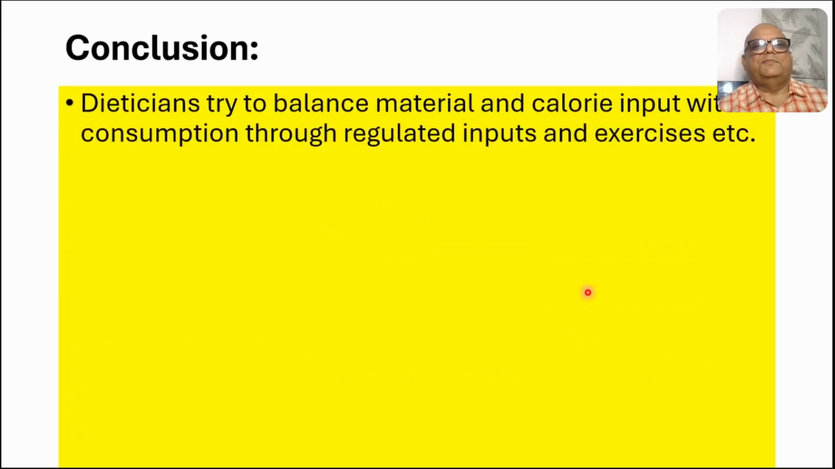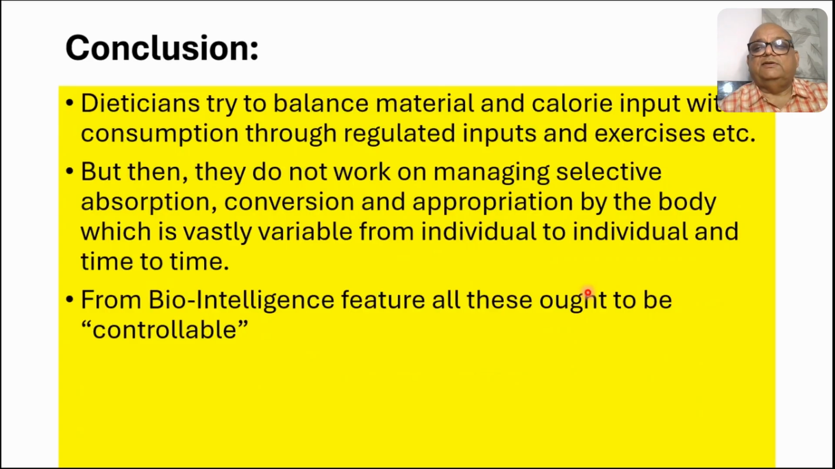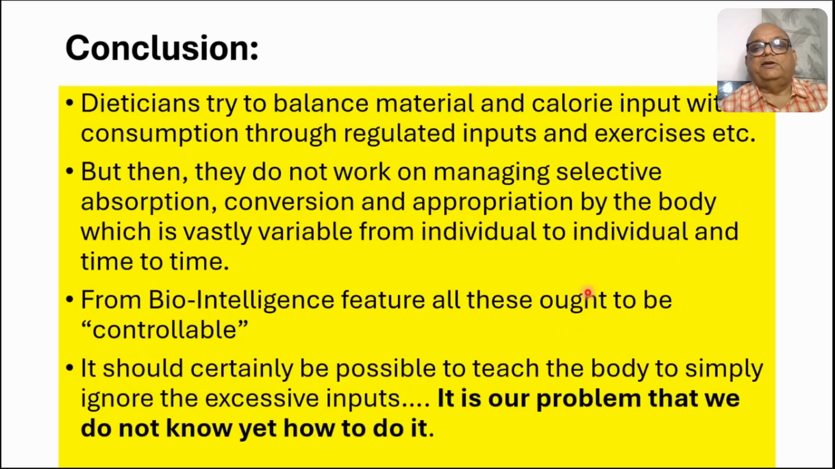So the conclusion is, dietitians try to balance material and calorie input with consumption through regulated inputs and exercises, etc. So we are working at the input level and forcing the body on some regimen. But then they do not work on managing selective absorption, selective conversion, and appropriation by the body, which is vastly variable from individual to individual and time to time. And from biointelligence features, all these ought to be controllable. They are very much controllable. It should certainly be possible to teach our body to simply ignore the excessive inputs. It's our problem that we do not know how to do it. So we have to work on that problem.